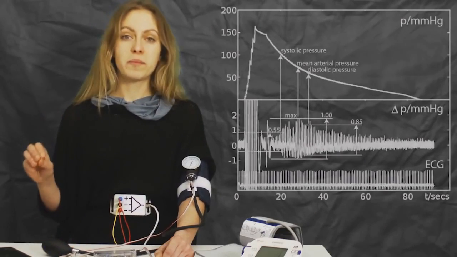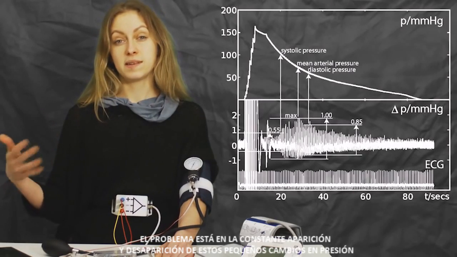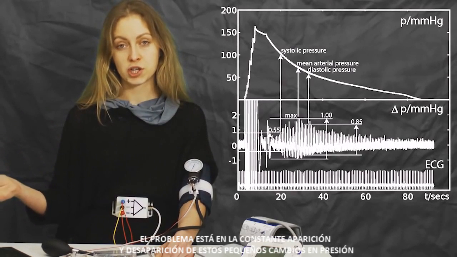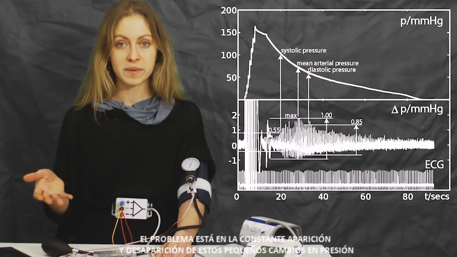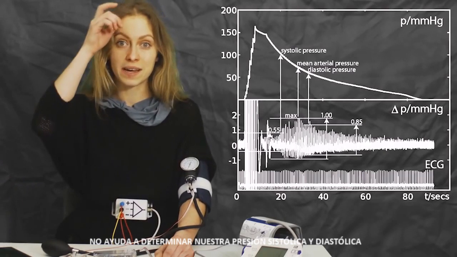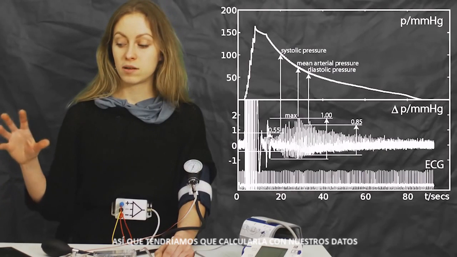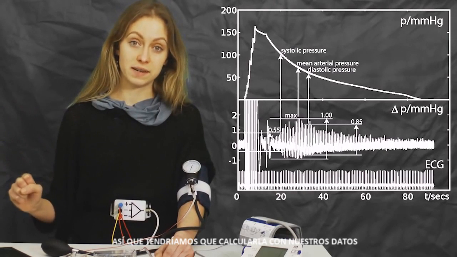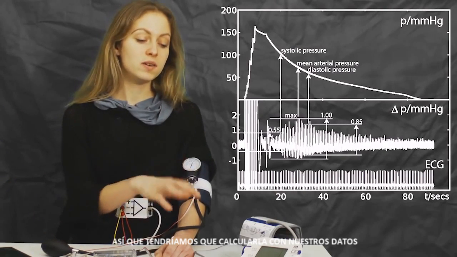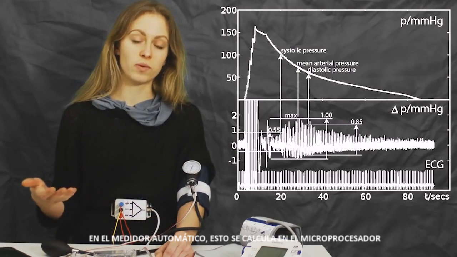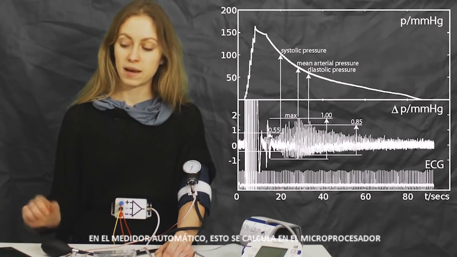However, the problem is that the constant appearance and disappearance of these small pressure changes doesn't really help us determine our systolic and diastolic blood pressure, so we would have to calculate those using the raw data. Now, in the automatic blood pressure monitor, this is done with the help of a microprocessor.